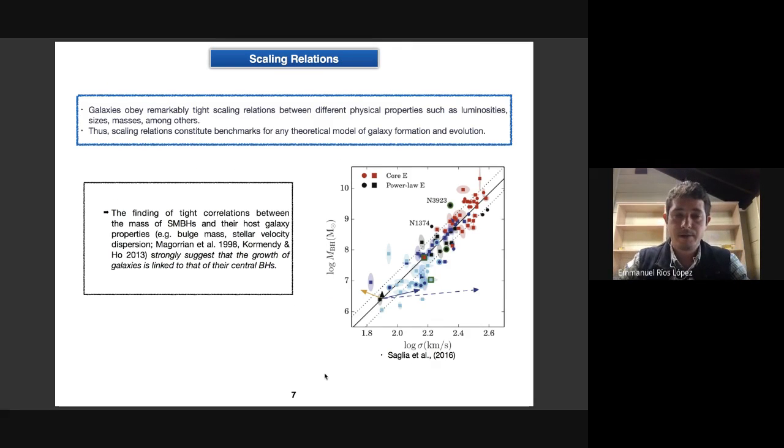Regarding the scaling relations that we constructed in this study, one reason why they are important is that any theoretical model of galaxy formation and evolution must reproduce these empirical relations. Here I show, for instance, the relation between the black hole mass on the vertical axis and the velocity dispersion sigma on the horizontal axis. This relation implies that there is a coevolution between the supermassive black hole and the host galaxy.